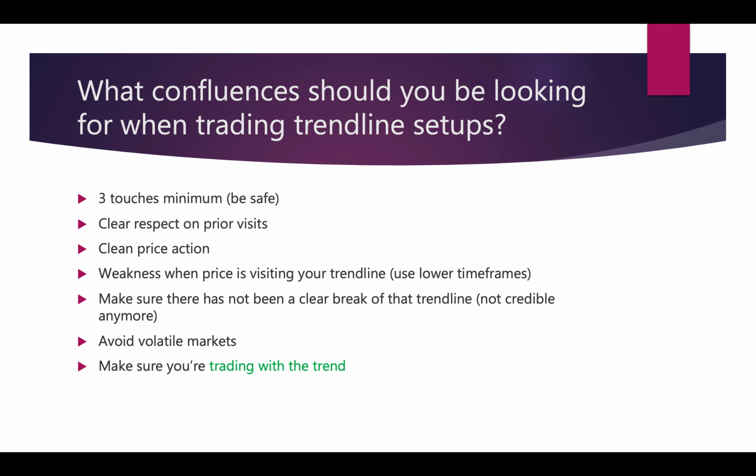All right. So what confluences should you be looking for when trading trend line setups? Now, as I just said, you want to look for a minimum of 3 touches, 2 or 3, just to be safe, okay? Because the first touch confirms nothing. You want to wait for more confluence in the 2nd or 3rd touch. You want to look for clear respect on prior visits. Now, what do I mean by that? So it covers the 3rd point as well. You want to see clean price action, and actually, all of these 3 cover each other. So you want to see respect, clean price action, and weakness when price is revisiting your trend line for the 2nd or 3rd time.